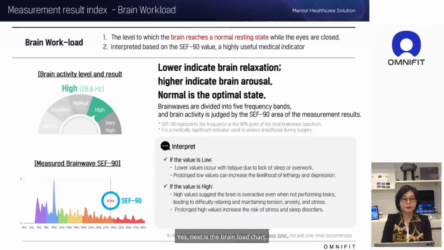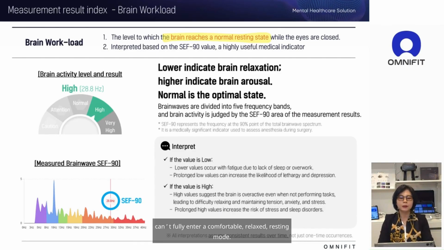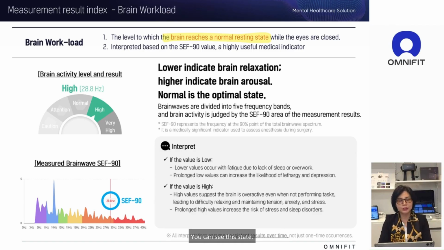Yes, next is the brain load chart. The brain load chart shows that even when your eyes are closed and you're in a relaxed state, your brain can't fully enter a comfortable, relaxed, resting mode. It's like a car engine idling. Your brain keeps running, caught up in thoughts or staying active. You can see this state.